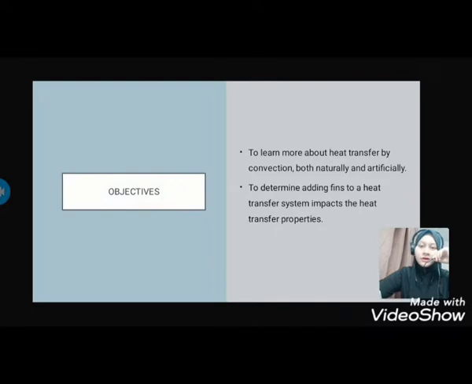So the objective for this laboratory is to learn more about heat transfer by convection, both natural and forced. The second one is to determine how adding fins to a heat transfer system will impact the heat transfer properties.